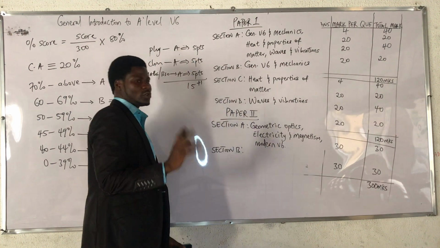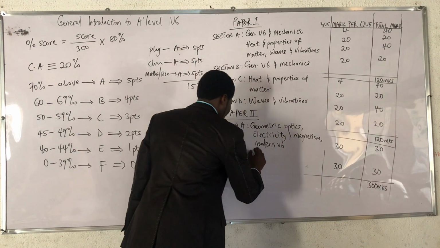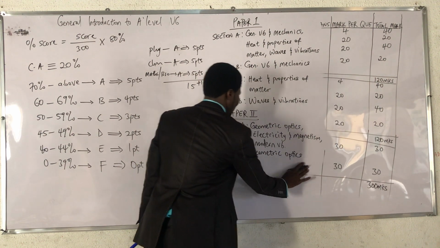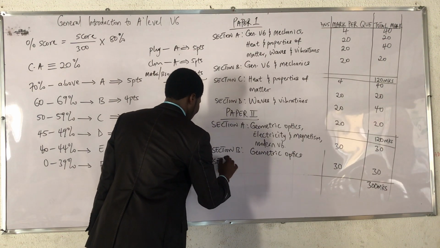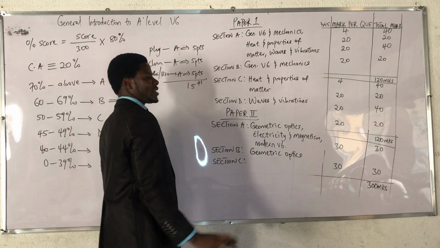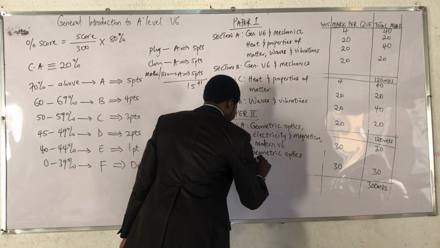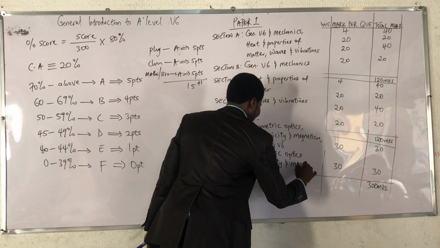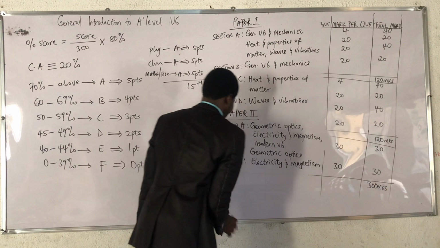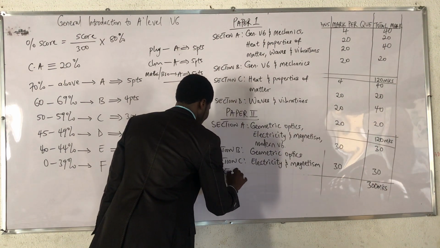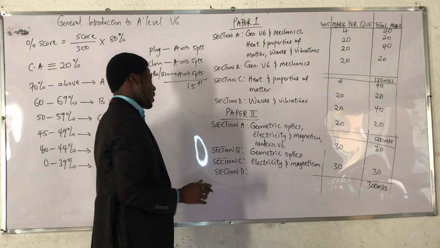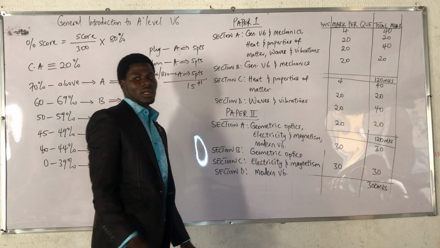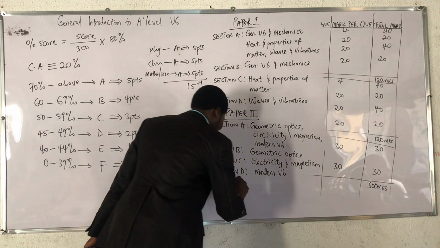Section B now, 2 questions, answer 1. The 2 questions are coming from geometric optics only. Then section C, 4 questions, answer 2. All the 4 questions are coming from electricity and magnetism only. Then section D, 2 questions, answer 1. The 2 questions are coming from modern physics only. Atomic physics, nuclear physics.